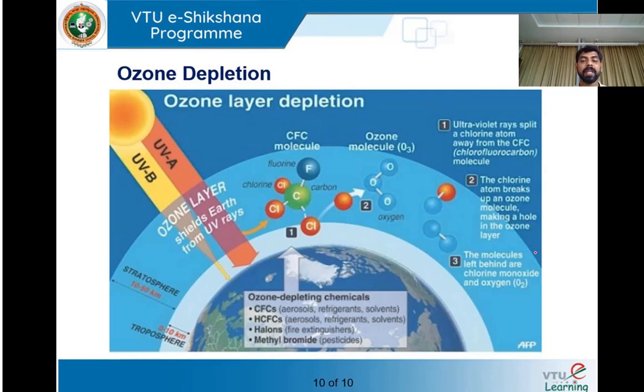Because we are using ODS chemicals. What is an ODS chemical? Ozone-depleting chemicals like aerosols, refrigerants, solvents, fire extinguishers, pesticides. These we have been using extensively in our day-to-day life, in our refrigerators and air conditioners. These are the ones which emit all these CFCs, HCFCs, halogens and methyl bromide, which are very harmful to the ozone layer.